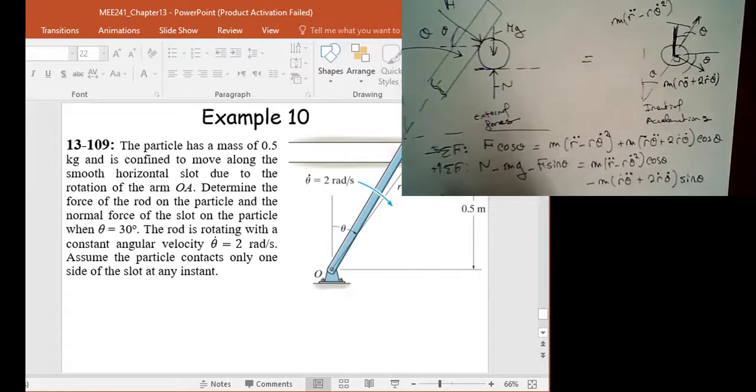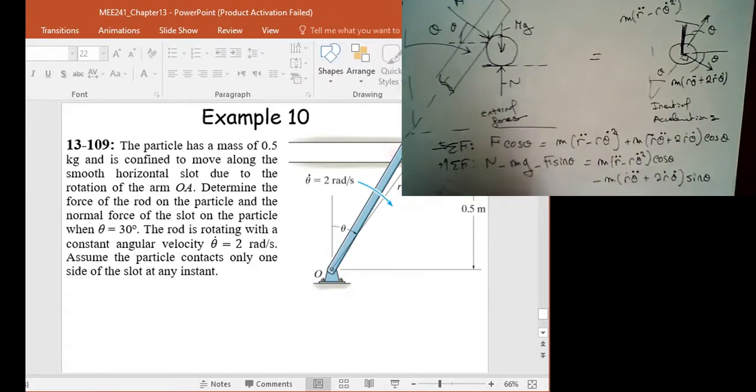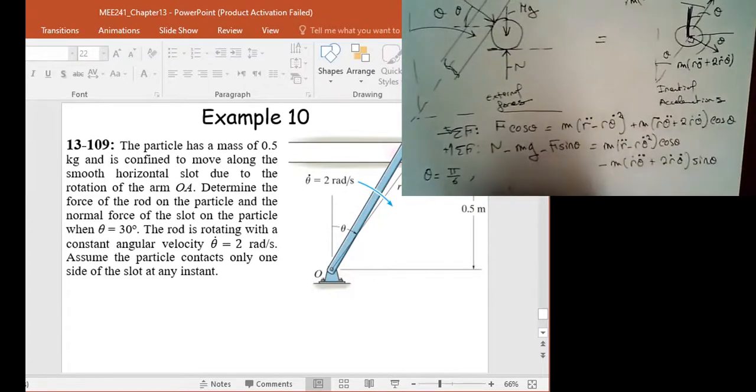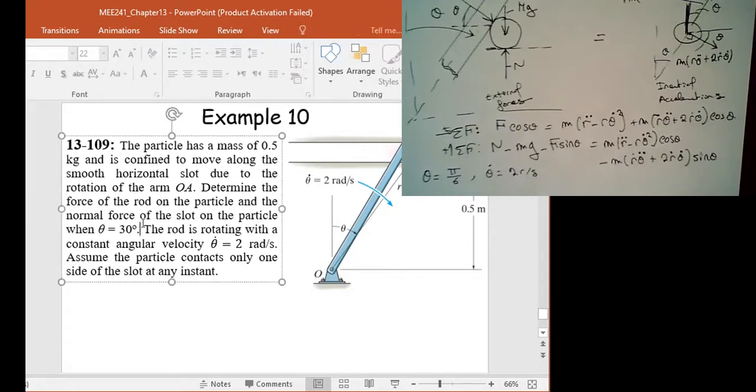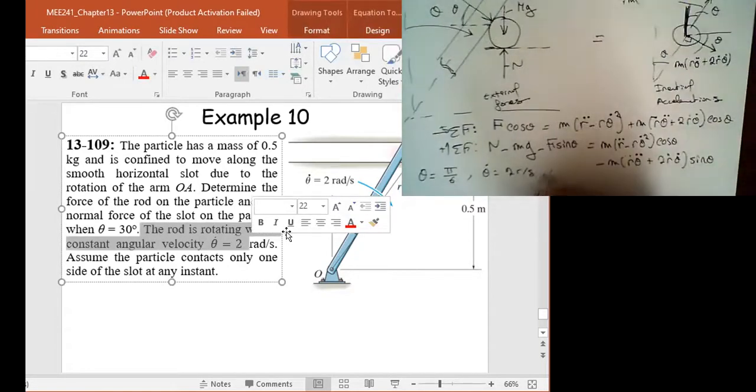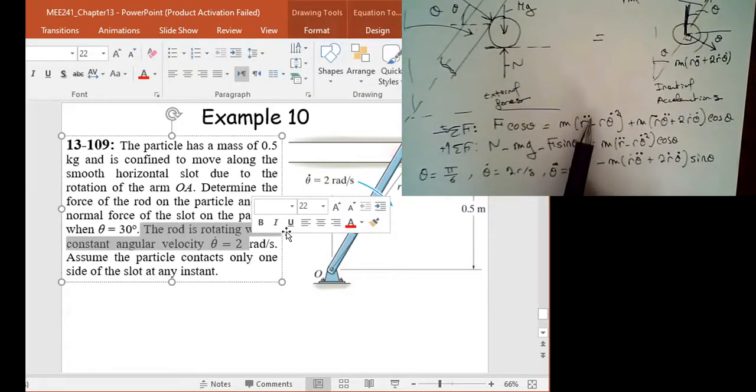So they gave us theta equal to 30 degrees, pi over 6. And then we know theta prime is equal to 2 radians per second. Okay, so it's rotating with a constant angular velocity. So we know theta double dot is equal to 0, okay? We need to know r double dot. How do I know r double dot?